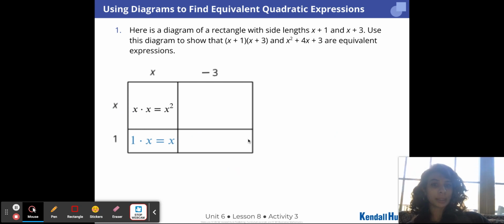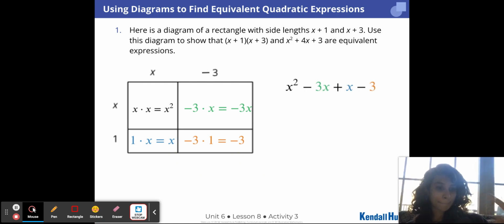So one more example is with negative numbers. Right, my first one was x times x is x squared. My second one was x times 1 is just x. But what happens when I have a negative 3? Just treat this as normal multiplication. The area of this rectangle is x times negative 3, which is just negative 3x. And once again, negative 3 times 1 is negative 3. And so same thing when you're adding together, x squared minus 3x plus x minus 3. Put it together, x squared minus 2x minus 3.